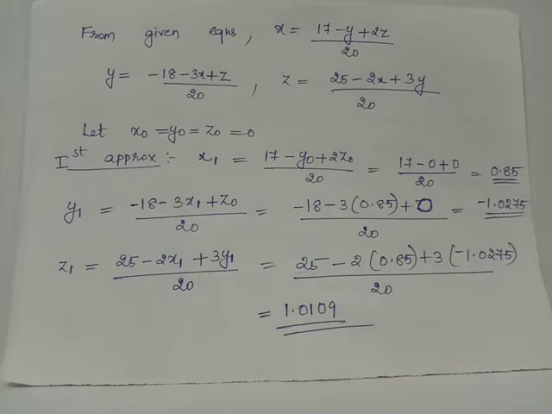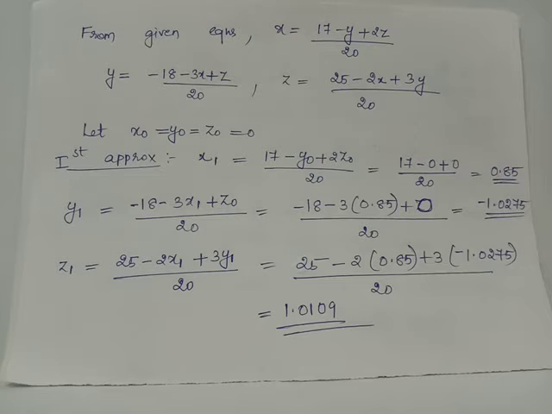Now our variable x has taken the updated value 0.85. This value will be considered while evaluating first approximation value for variable y1. Thus we have y1 equals (minus 18 minus 3x1 plus z0) divided by 20, giving x1 equals 0.85 and z0 equals 0. In this equation we will get y1 equals minus 1.0275.